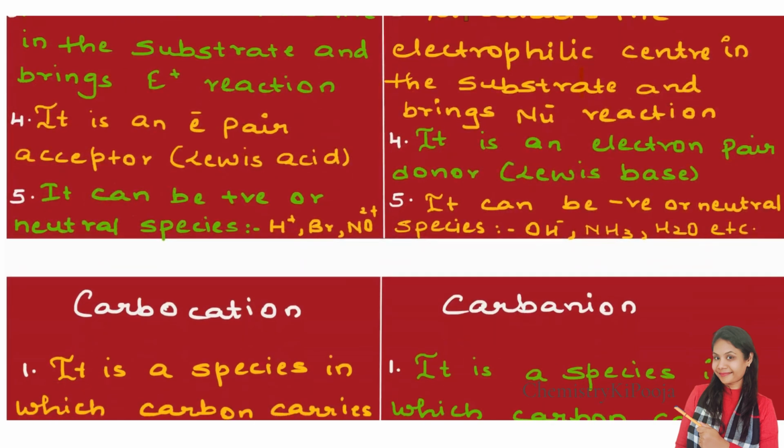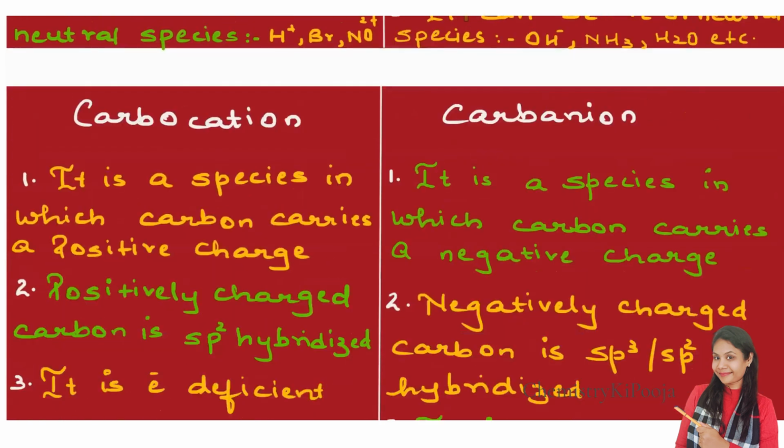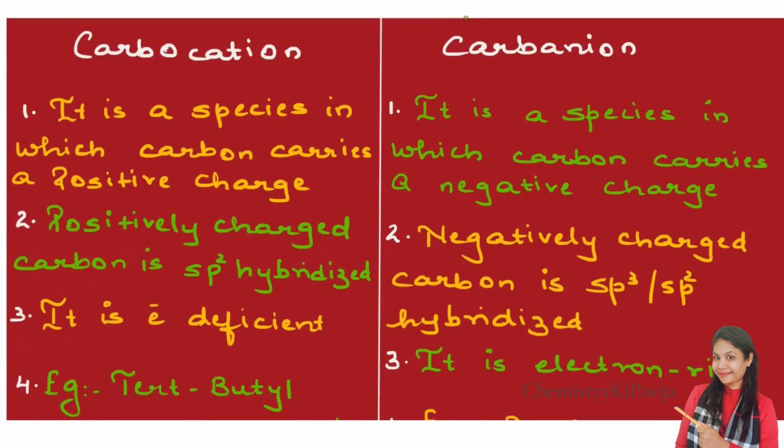Electrophile can be positive or neutral species like H+, Br+, NO2+. Whereas nucleophile can be negative or neutral species. Clear? Let us proceed ahead with carbocation and carbanion.